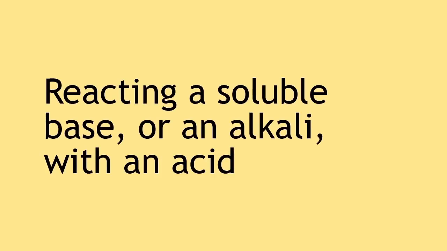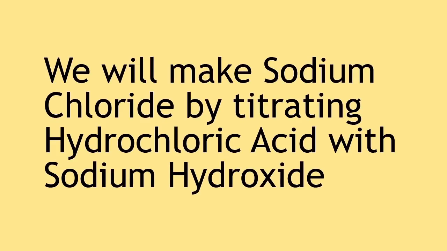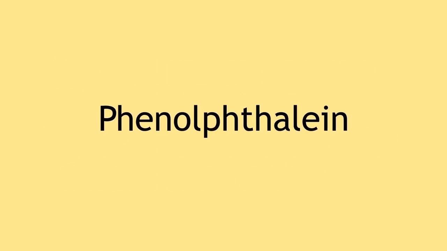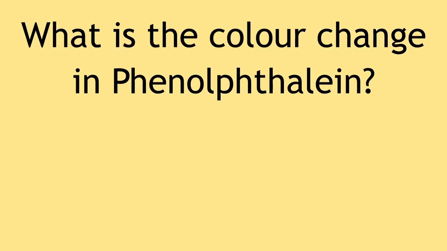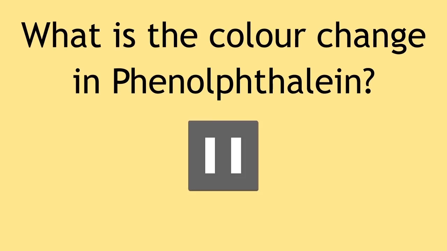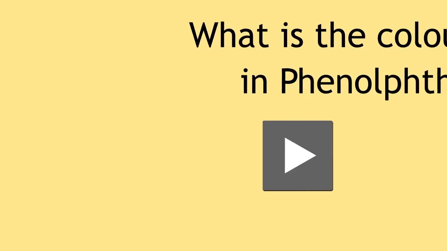We can also make soluble salts by reacting a soluble base or an alkali with an acid. We will make sodium chloride by titrating hydrochloric acid with sodium hydroxide. Remember to add phenolphthalein so we know the endpoint of the titration. Can you remember the correct color change? Pause and resume when ready.